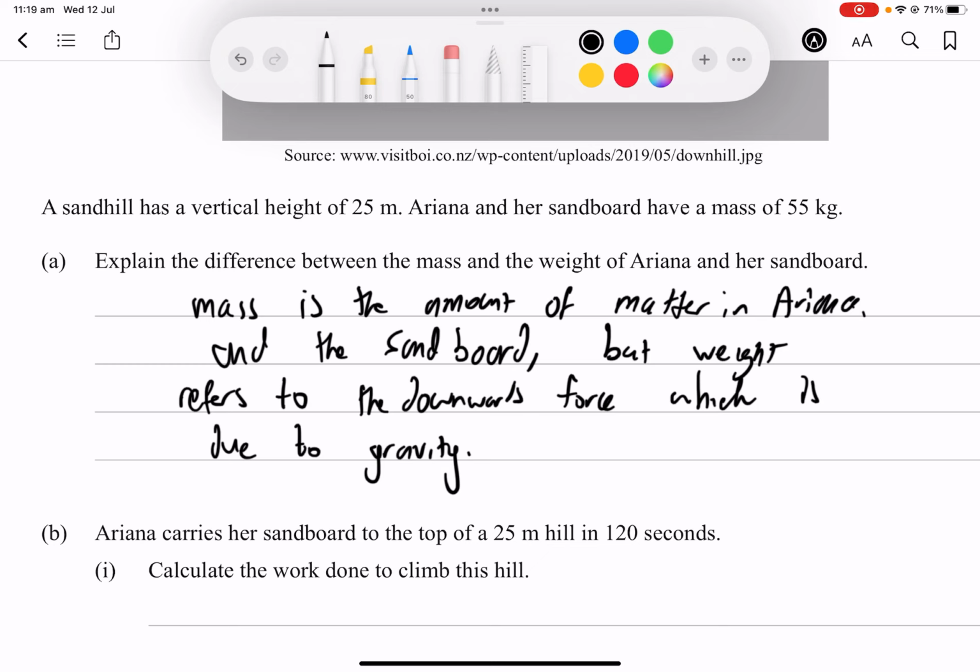However, the mass of Ariana and her sandboard is going to be roughly constant, assuming that there's no loss or gain in mass. So mass is the amount of matter that's relatively constant. However, the weight will depend on the gravitational field strength, which on Earth we know is 9.8, but on another planet, for example, it can be something different. So Ariana and her sandboard can have different weights.